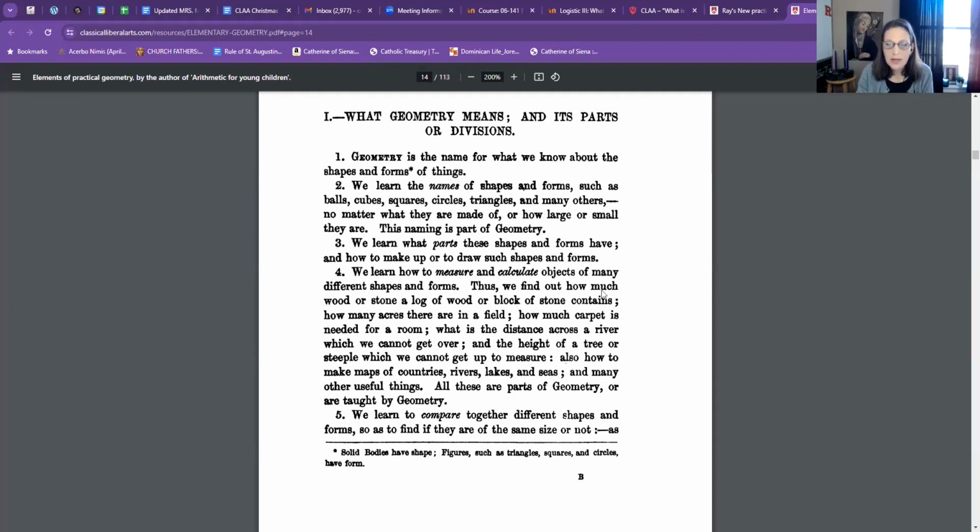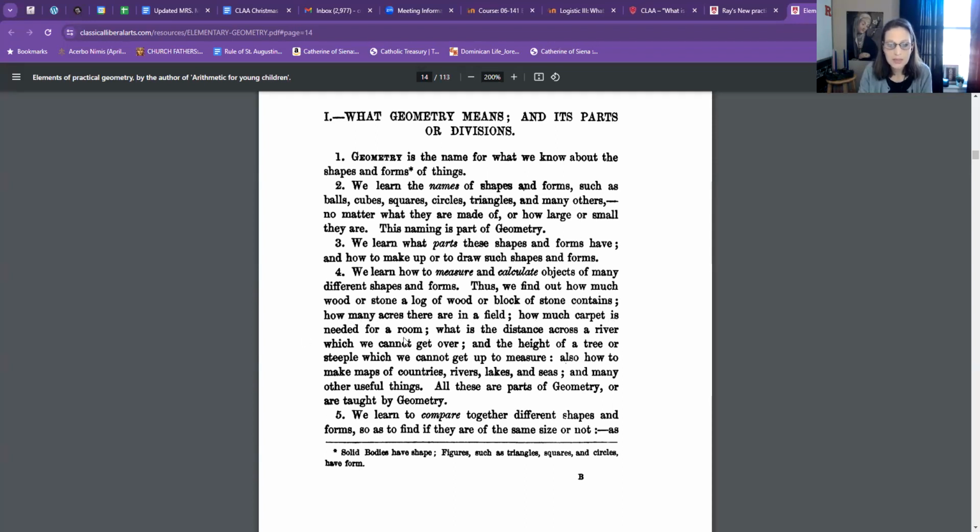So thus we find out how much wood or stone a log of wood or a block of stone contains, how much wood there is inside of it. Inside of a log of wood, how much wood is actually in that wood? How much stone is in that block of stone? We're going to find out how much is actually inside of it. How many acres are in a field? We'll learn how to measure a field and find out how many acres are inside that field.